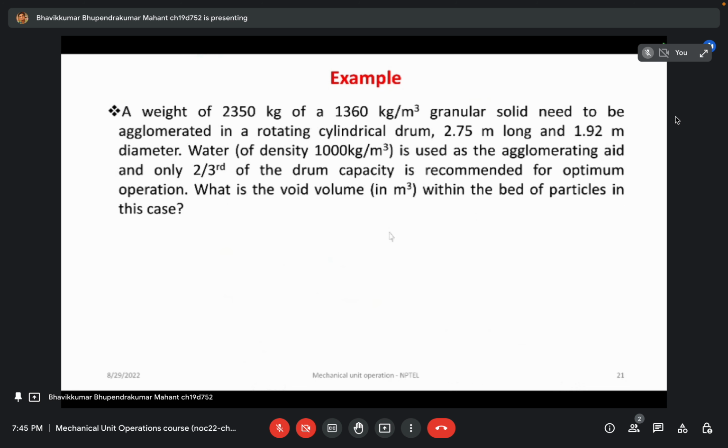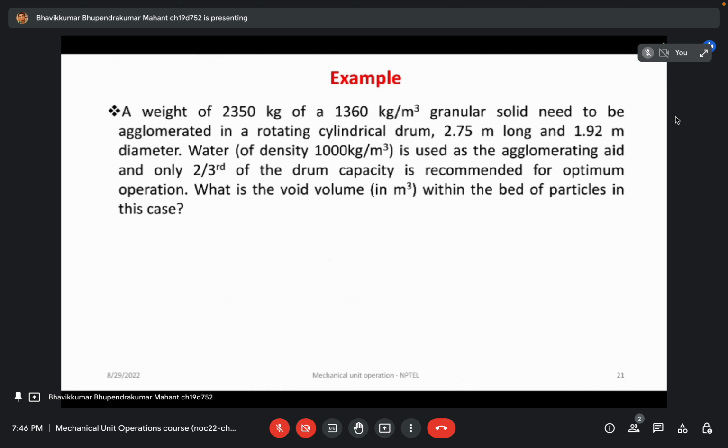Now we will try to solve one example. We will check how this drum granulator can be used, and what the different volumes and void volumes are in our particles. We will also check, with the same example, the moisture content allowance.